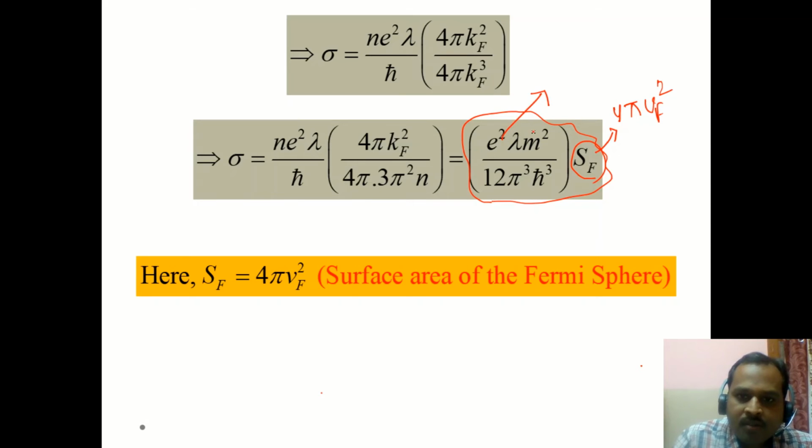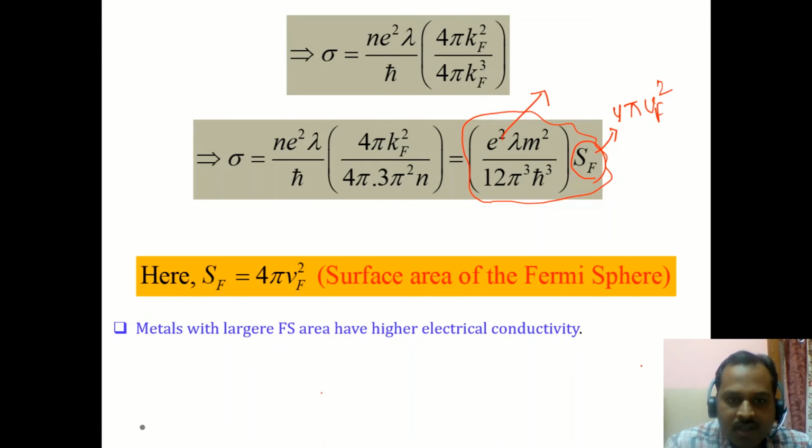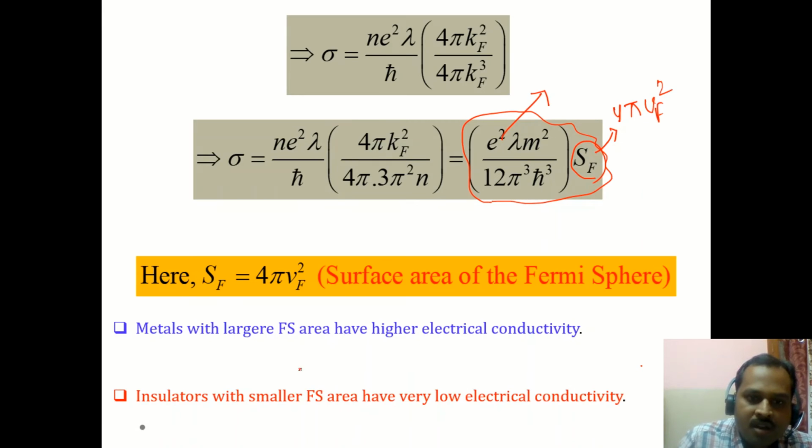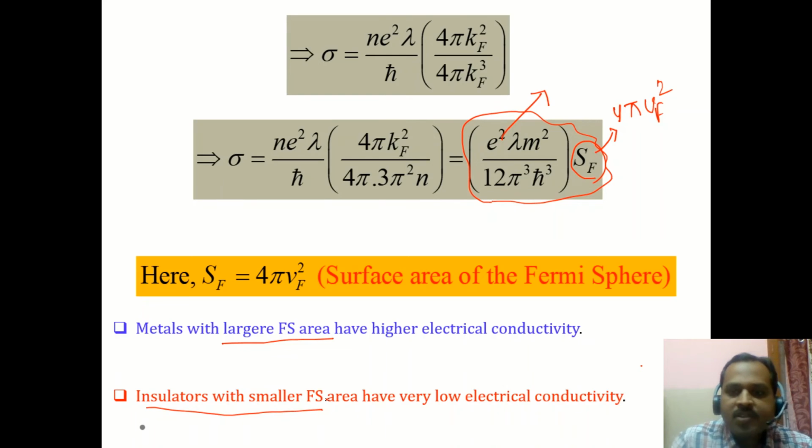And if we measure the Fermi sphere, we will come to know that for metals the surface area of the Fermi sphere is much larger compared to that of the insulators. That's why the metals have more electrical conductivity than the insulators, because the metals have larger Fermi surface area, whereas the insulators have smaller Fermi surface area. And this mathematical rearrangement is quite simple, and I am not going to discuss it step by step. I think we can follow it.